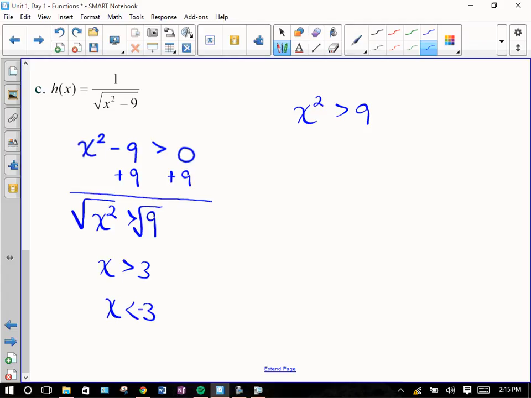Okay, so I'm trying to think of the best way to explain it. When you take the square root of a number, the square root of 9 is not just 3. Because 3 squared is 9, but -3 squared is also 9. So really, if you take the square root of 9, what you get is x is greater than plus or minus 3.